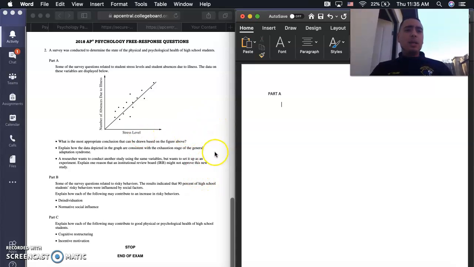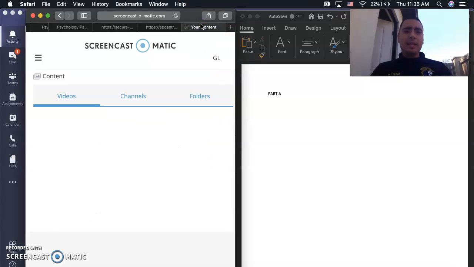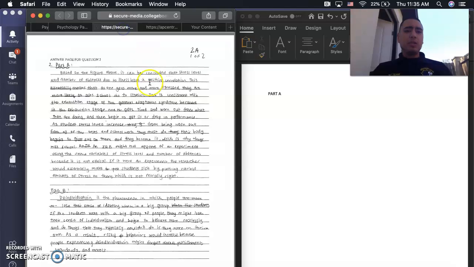So let's go ahead and jump onto an example response. I did get the example response that a student wrote for this, so that way you guys can get an idea as to how people are writing. It says, based on the figure above, it can be concluded that stress levels and number of absences due to illness have a positive correlation.